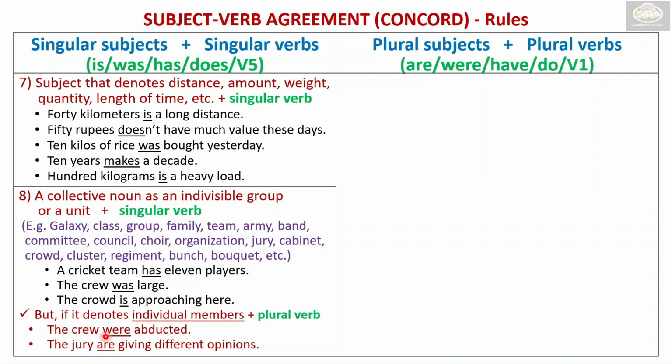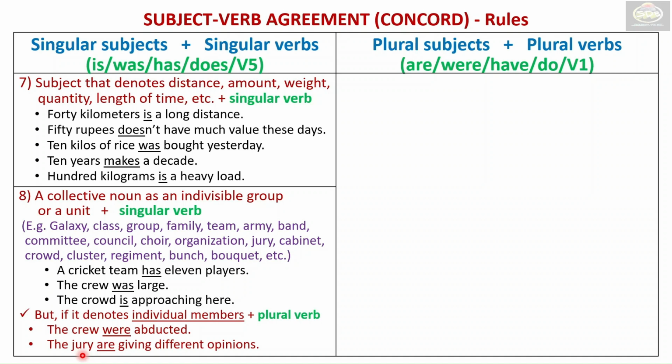But if it denotes individual members, not as a unit, not as a whole, in such situations we regard these nouns as plural subjects and we have to use plural verb. For example, the crew were abducted. Yes, the crew were abducted. The jury are giving different opinions.